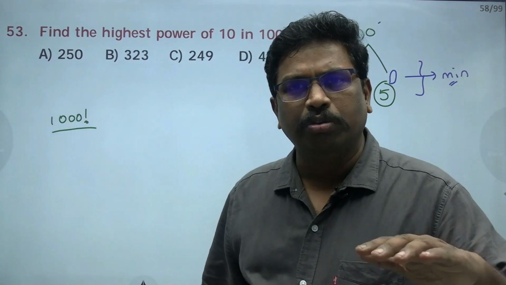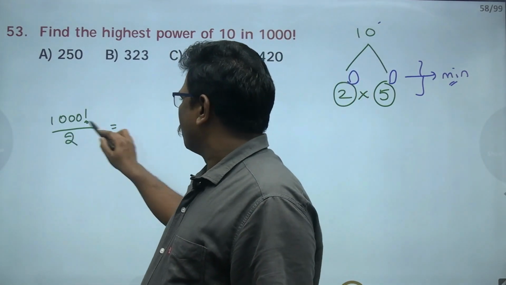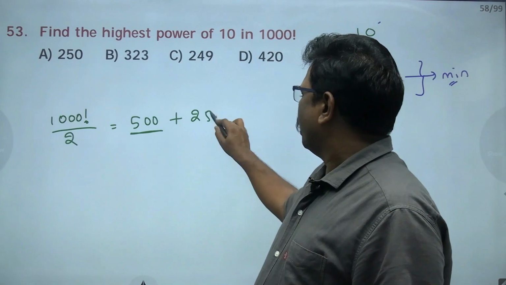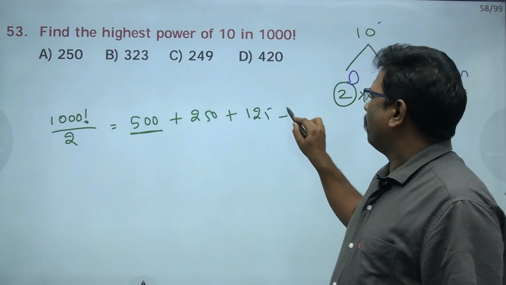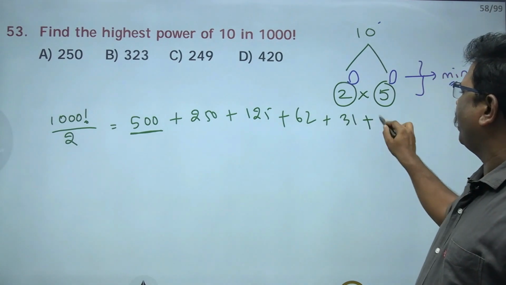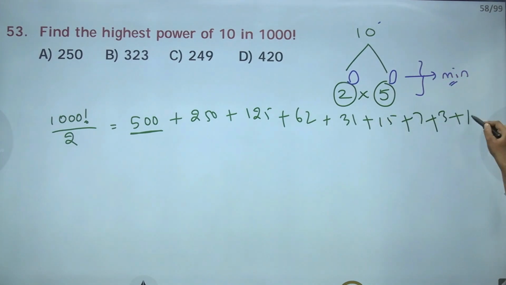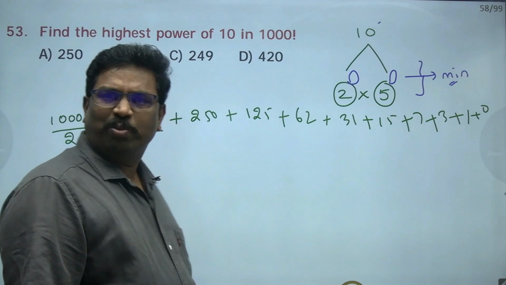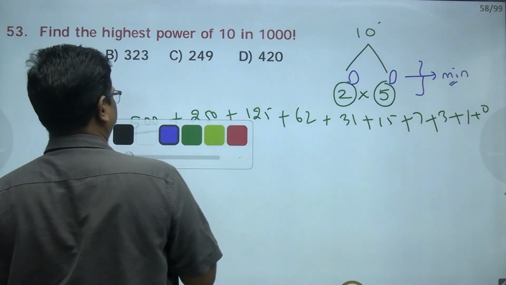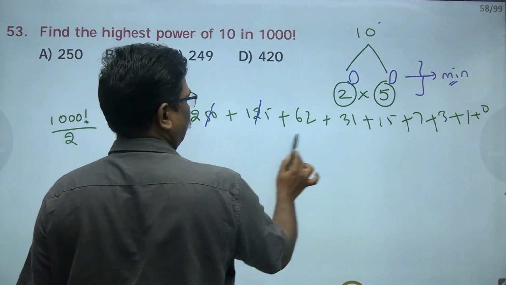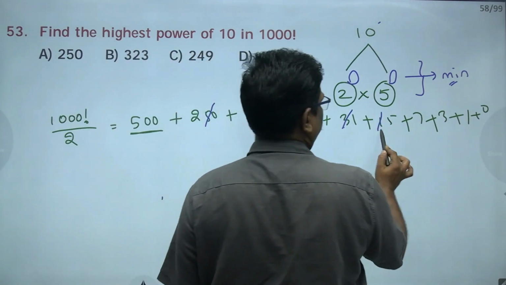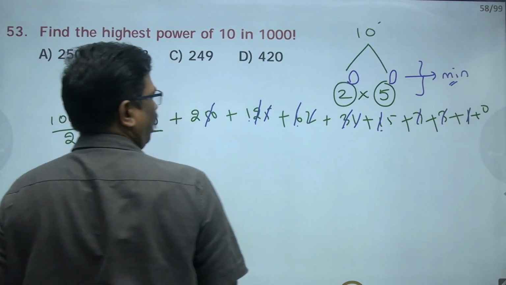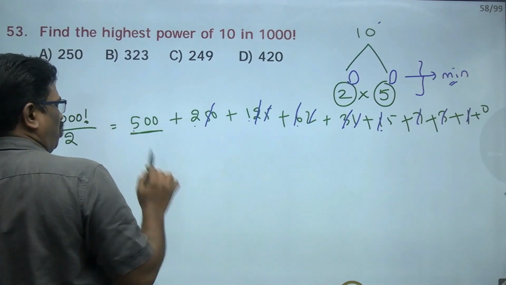Divide by 2: 500 times. Again, by 2: 250 times. Again, by 2, and again by 2, up to 0. You need to write up to 0, right? The count, how many are they? Adding them up, the total comes to 989.